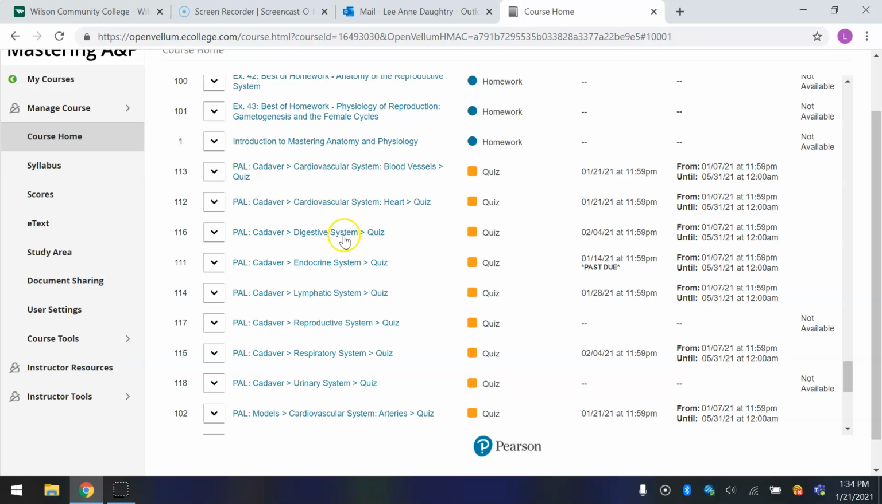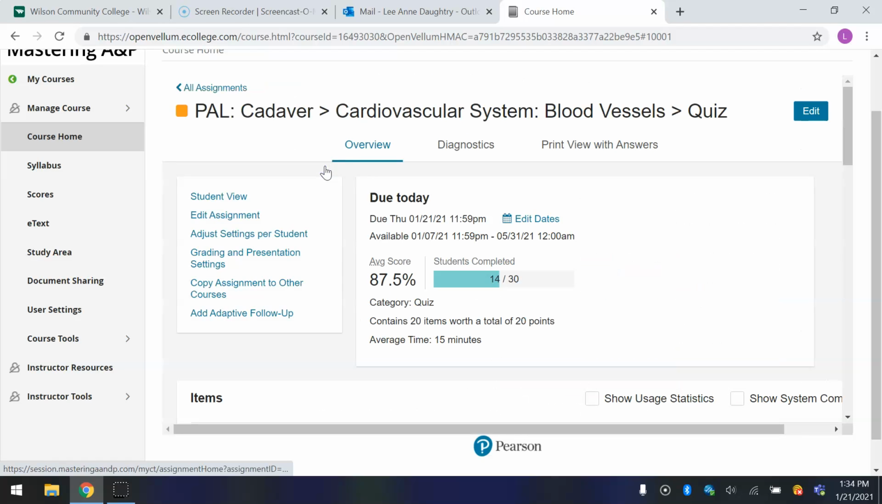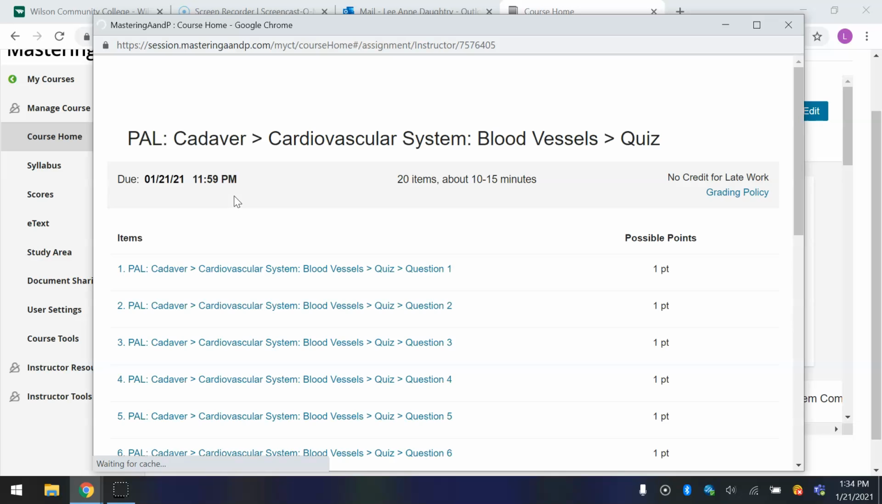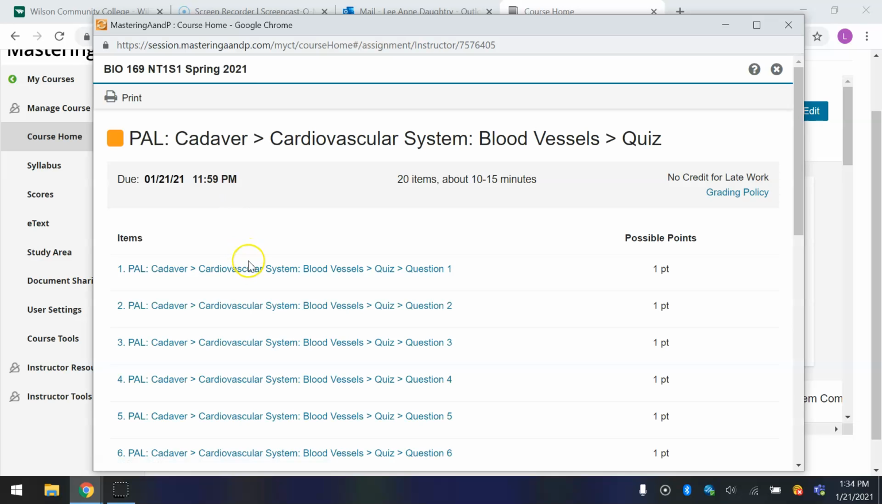Well, the first one that was due was on the endocrine system, and from what I saw, you guys all did pretty well on that. I mean, you at least passed it. So the one that's due today is on blood vessels. So let's just open it up, and I'm going to go to the student view, and we're just going to look at a few of the questions.